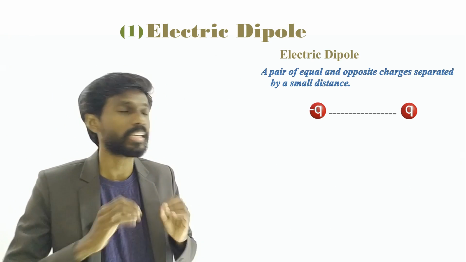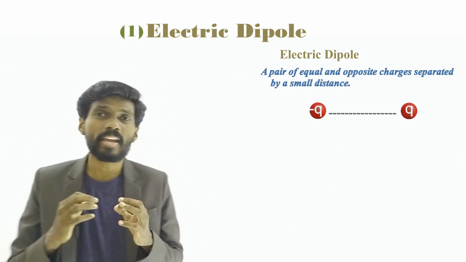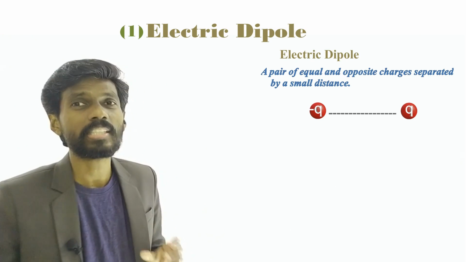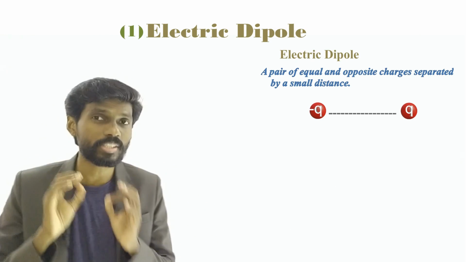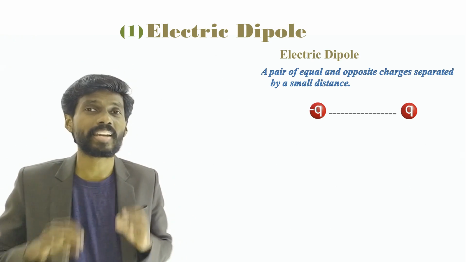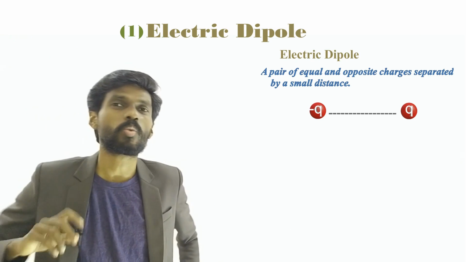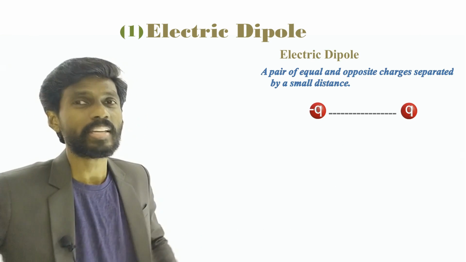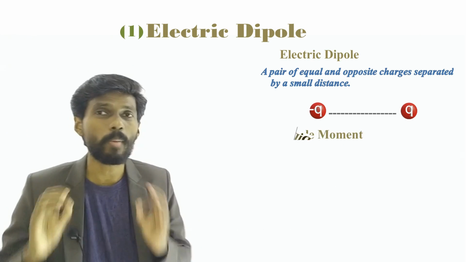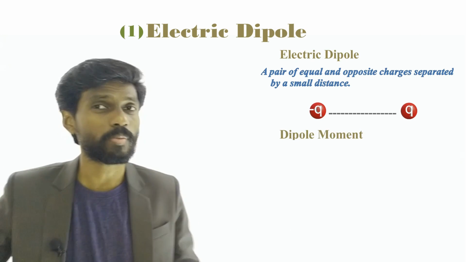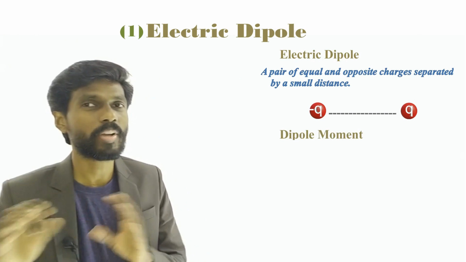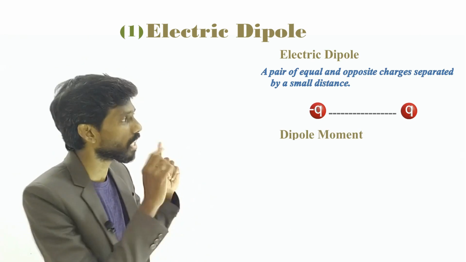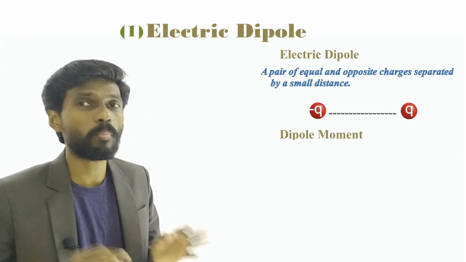Do you understand? Now, what is a dipole? A pair of equal and opposite charges separated by a small, constant distance. This is called an electric dipole. So, we've defined what an electric dipole is. Now, we'll define dipole moment. This dipole moment is very important, because in all the formulae we are going to use dipole moment only, instead of the charge of the dipole.